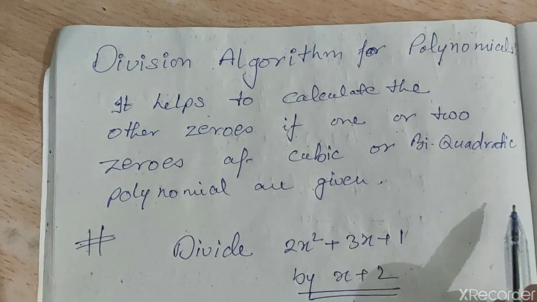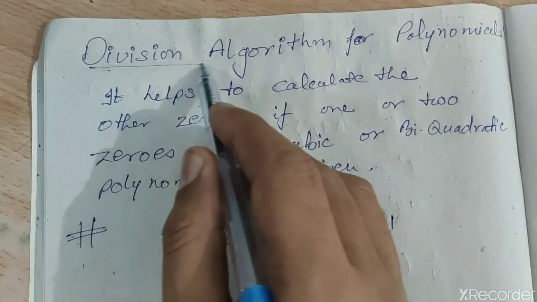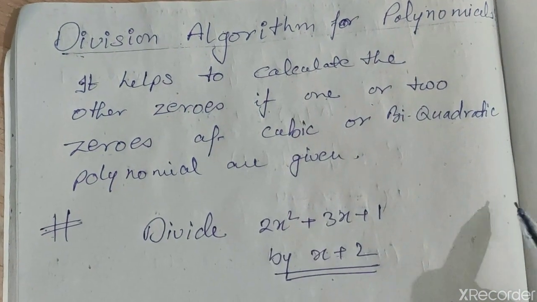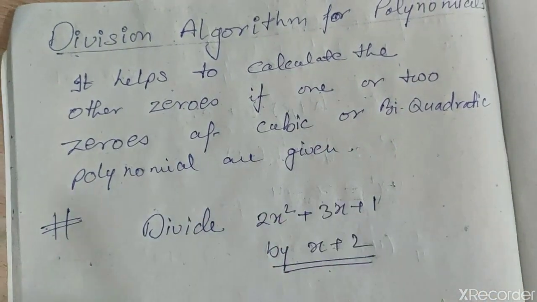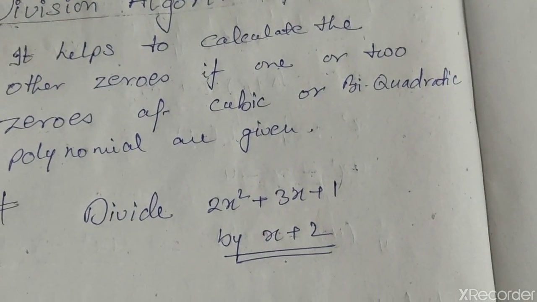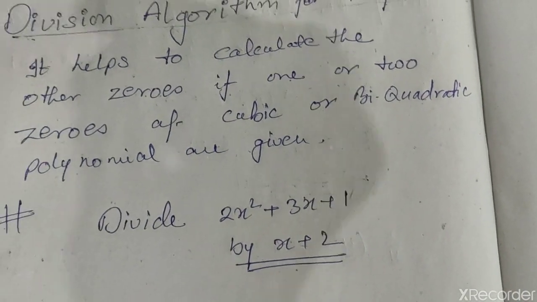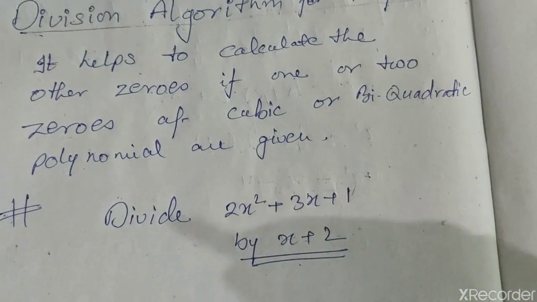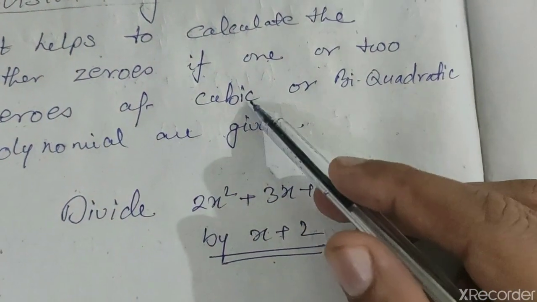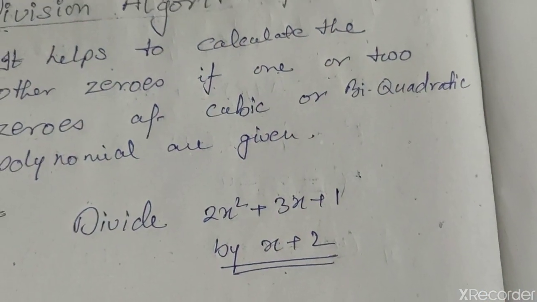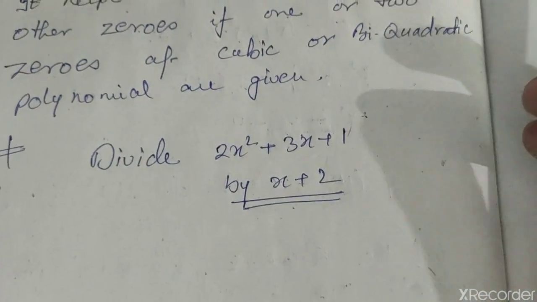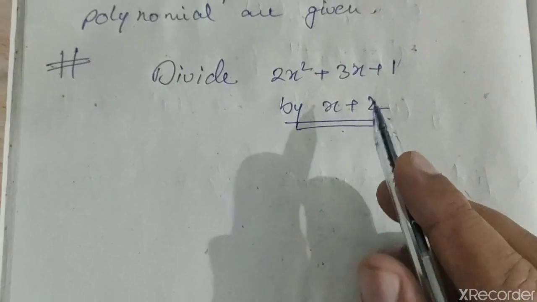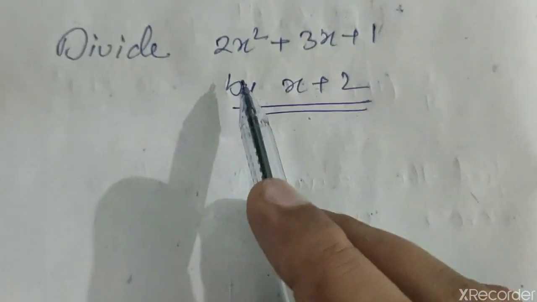Hello dear students, we are going to understand the division algorithm for a polynomial. The division algorithm helps us to calculate the zeros. If some zeros are given, 1 or 2 zeros are given to us, then we can calculate the rest of the zeros of a cubic, biquadratic, even a quadratic polynomial. So to understand that, first of all we should know the division.